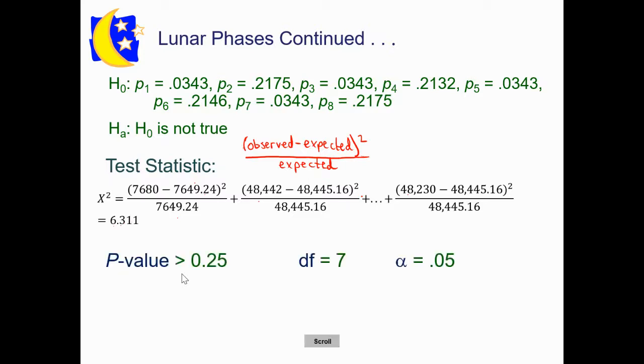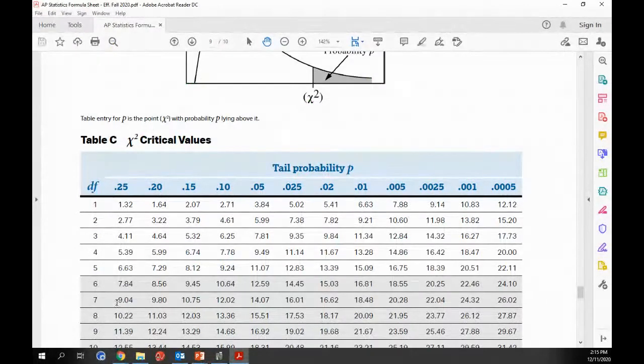Okay. So now if we look at our table, we have 7 degrees of freedom because there are 8 categories. So 8 minus 1 gives you 7. They don't give us an alpha, so we're just going to say alpha is 0.05. If we looked at our table, we would see that our test statistic doesn't even register under 7 degrees of freedom. The smallest value it has is 9.04, which means our p-value is greater than 0.25.